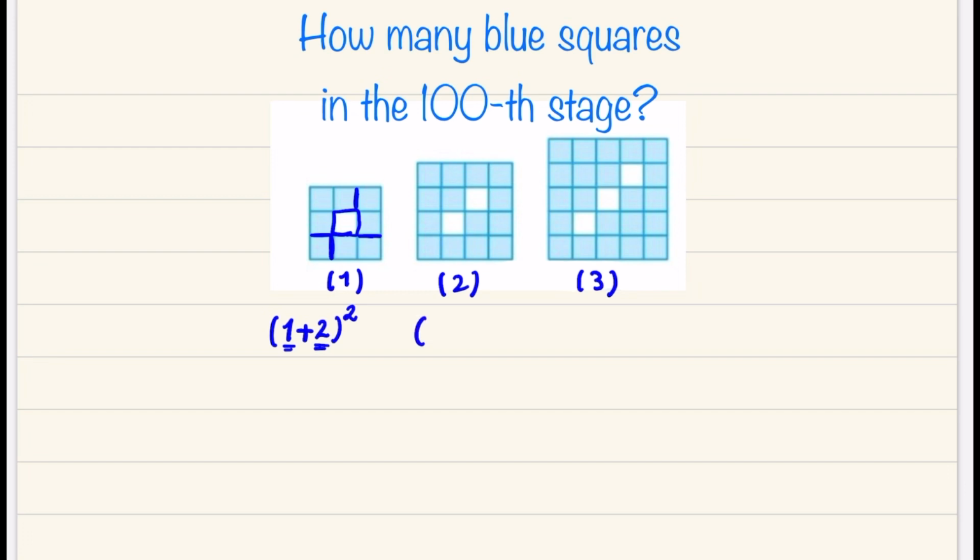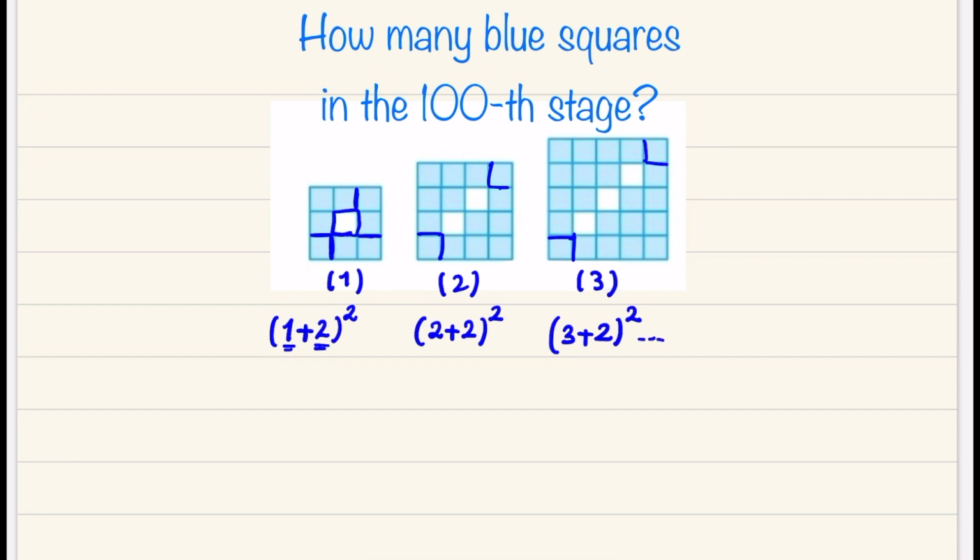In the second stage, I have 2 white squares. And again, I have 1 to the right, 1 to the left, 1 to the top, and 1 to the bottom. And on each side, I have 2 plus 2 squares. And if you get the total, it will be 2 plus 2 squared. The same thing with 3. I have 3 now, and 1 to the right, 1 to the left, 1 to the bottom, 1 to the top. It will give me 3 plus 2 squared as the total number of squares.